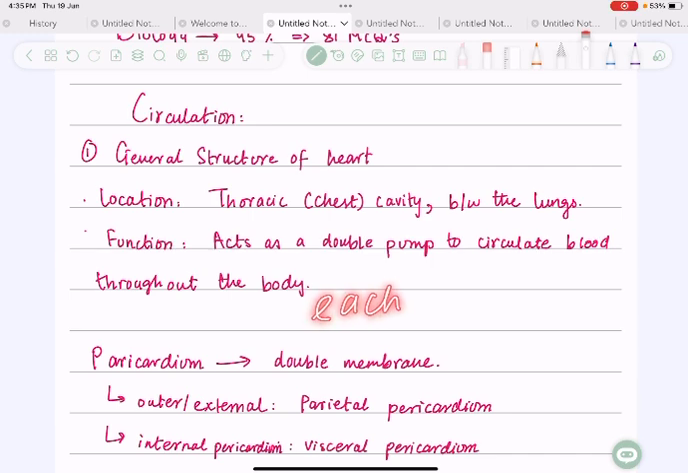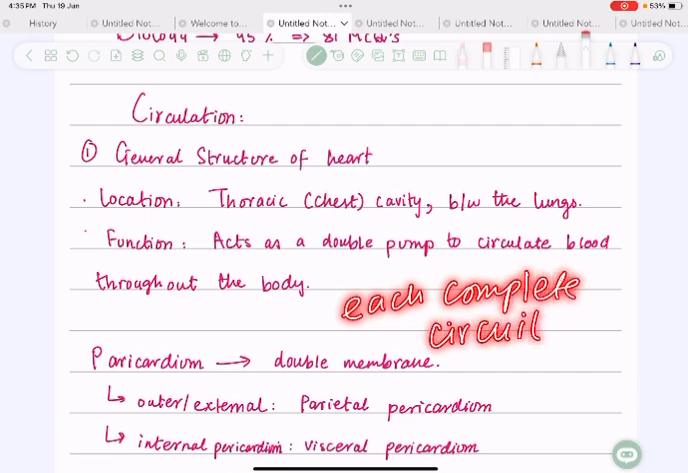What you need to remember is that in each complete circuit, blood passes through the heart twice.